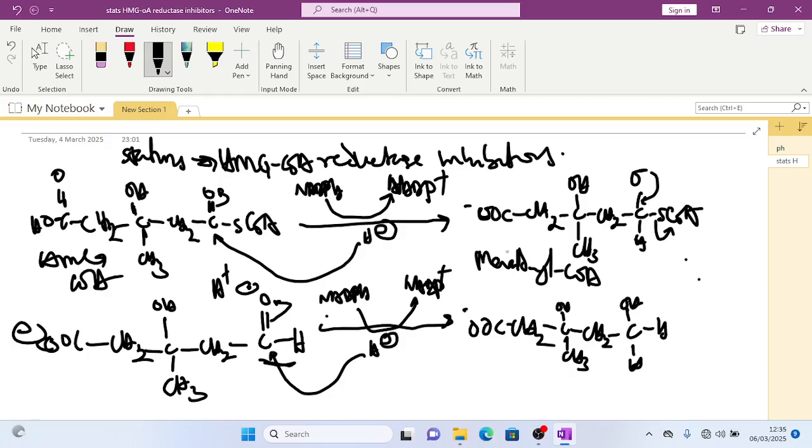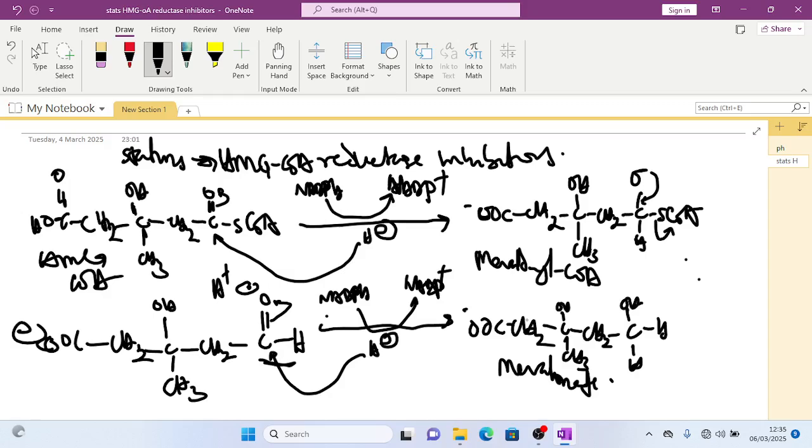What do we call this? This compound here is mevalonate. Mevalonate. And this is the step of generating mevalonate. So mevalonate is generated from HMG-CoA by simple reduction reaction. So we reduce in two steps to form mevalonate. And the reducing agent that is utilized is what? NADPH.